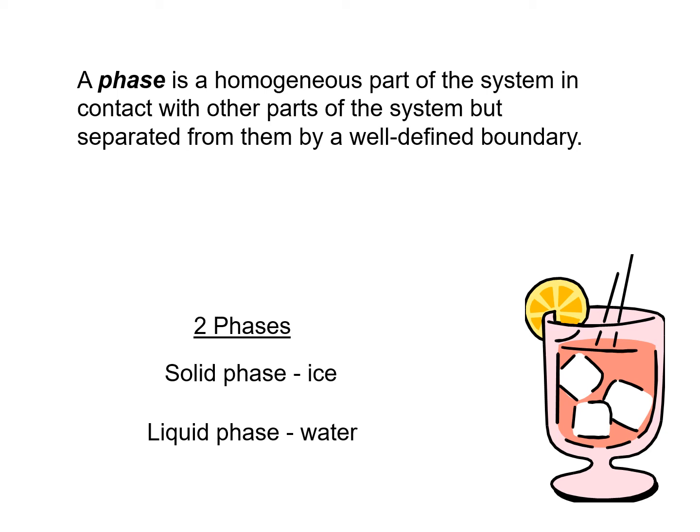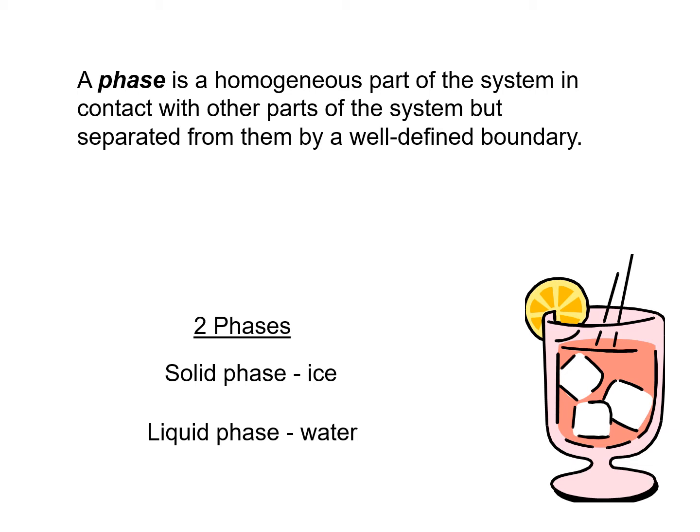So now we're going to look at phase changes, which includes looking at phase diagrams and these properties as they relate to solutions. So a phase is a homogeneous part of a system in contact with other parts of the system, but separated from them by a well-defined boundary. So what does that mean?